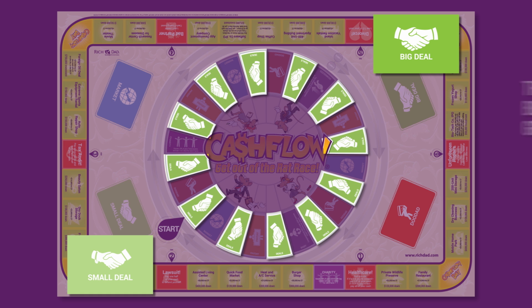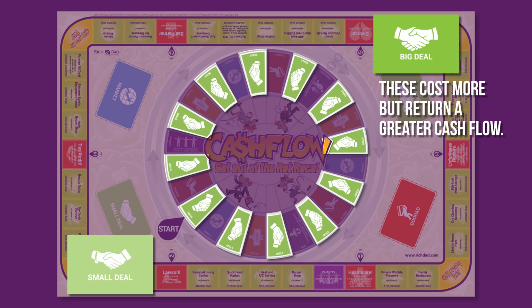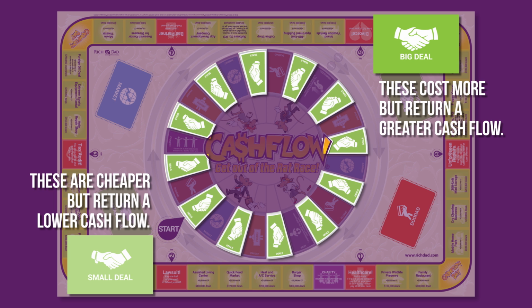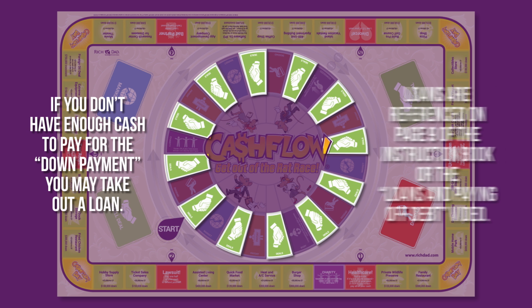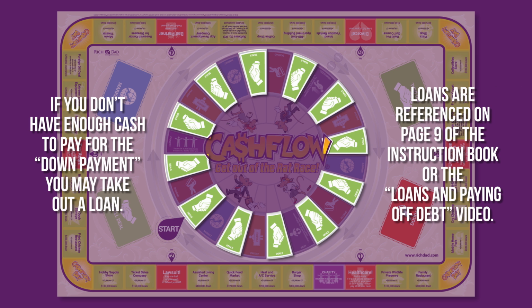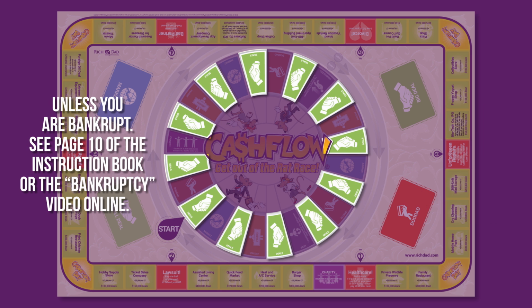Big deals. These cost more but return a greater cash flow. Small deals. These are cheaper but return a lower cash flow. If you don't have enough cash to pay for the down payment, you may take out a loan. Loans are referenced on page 9 of the instruction book or the Loans and Paying Off Debt video online. Unless you are bankrupt, see page 10 of the instruction book or the bankruptcy video online.